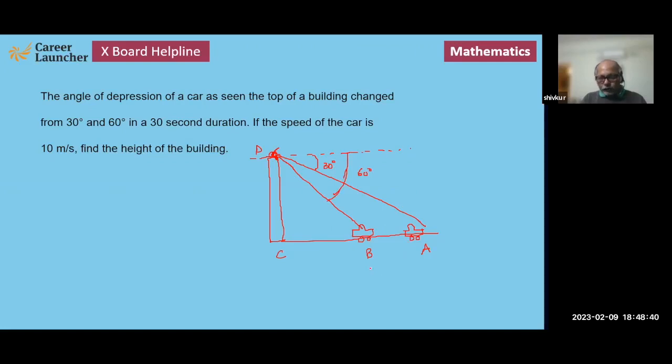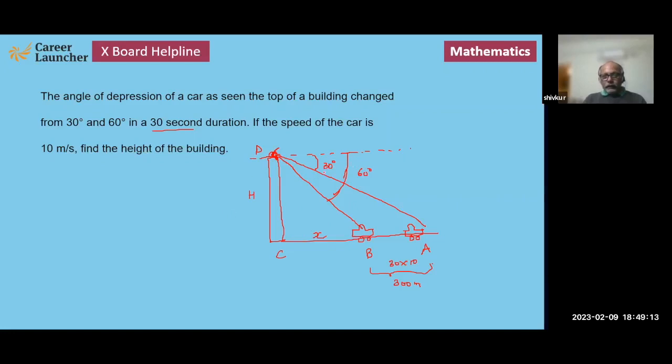And ये जो distance है, when the car moved from position A to position B, this happened over a 30-second duration, which means this has to be 30 into 10 or 300 meters. So you can say the distance traveled is equal to 300 meters. We have to find out the height of the building. So let me assume this value is X.